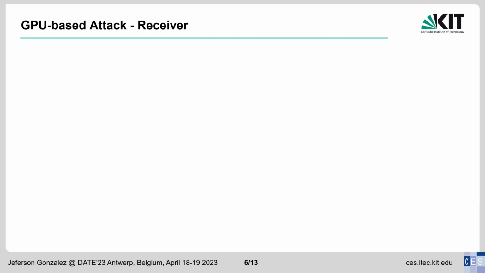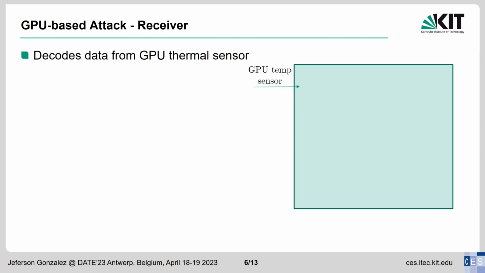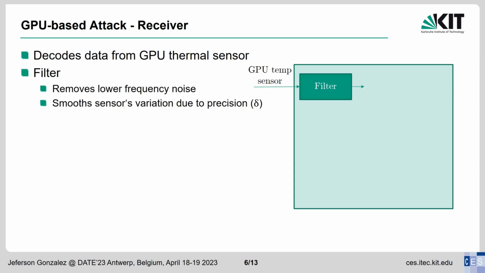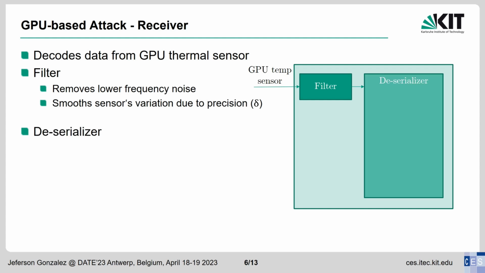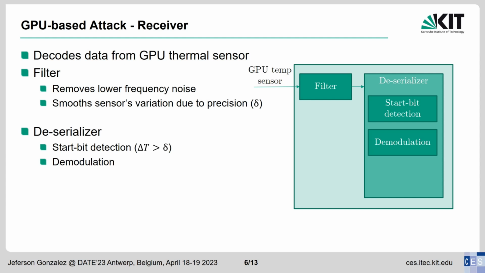The receiver application oversees the decoding of data from the GPU thermal sensor. To do so, it first reads the sensor data and applies a filter to it. The purpose of this filter is to reduce the lower frequency noise, as well as remove variations due to the sensor's precision. After the filtering, the deserializing process begins. Here, we detect the header's starting bit by computing a delta between the current and the previous temperature measurement. When the starting bit is detected, we demodulate the temperature data by taking windows of fixed length data points and comparing the magnitude of the signal against a predefined threshold.